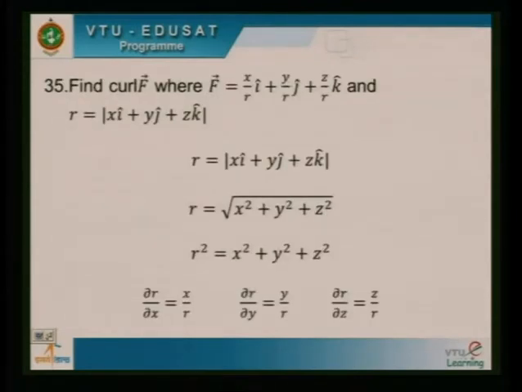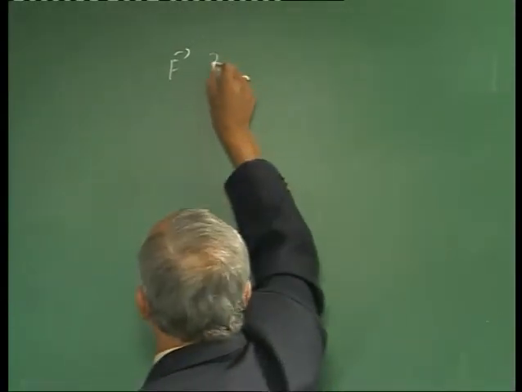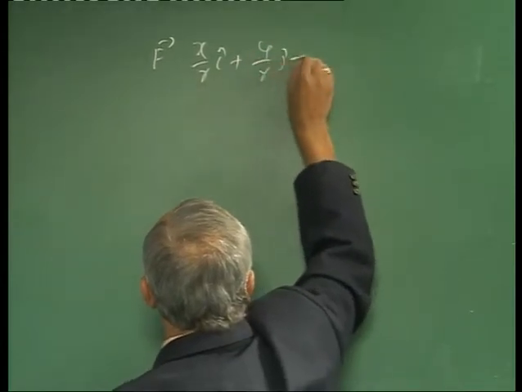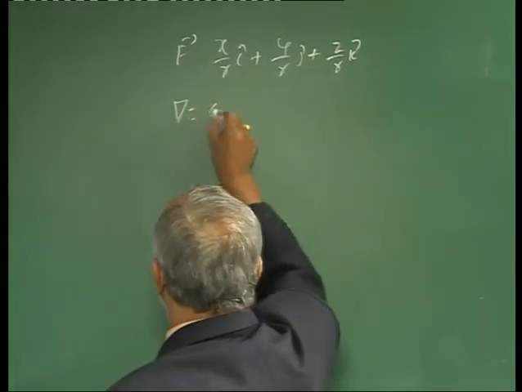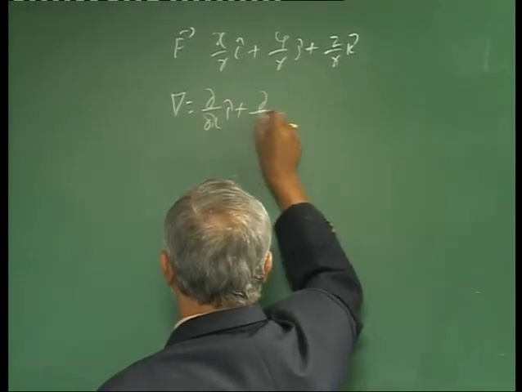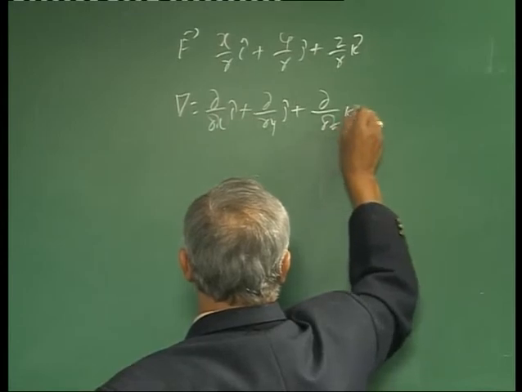Next, find curl f vector, where f vector is equal to x by r i vector plus y by r j vector plus z by r k vector, and r vector is equal to modulus of x i vector plus y j vector plus z k vector. Now what you have to find out is curl f vector, where f vector equals x by r i cap, y by r j cap, z by r k cap. To find curl f vector, you have to know that del is the differential operator: del by del x of i vector, del by del y of j vector, del by del z of k vector.